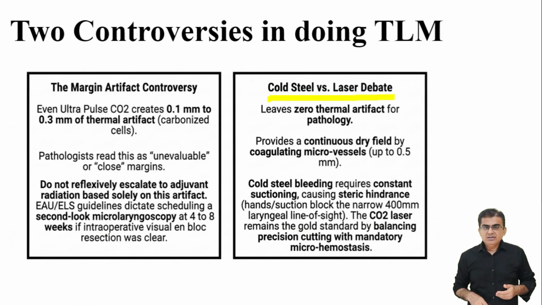The carbon dioxide laser automatically seals small blood vessels up to 0.5 mm in diameter. It strictly guarantees a continuous, perfectly dry surgical field, so you can constantly see what you are doing. This perfect balance of extreme surgical precision and automatic bleeding control is exactly why the CO2 laser remains our absolute gold standard.